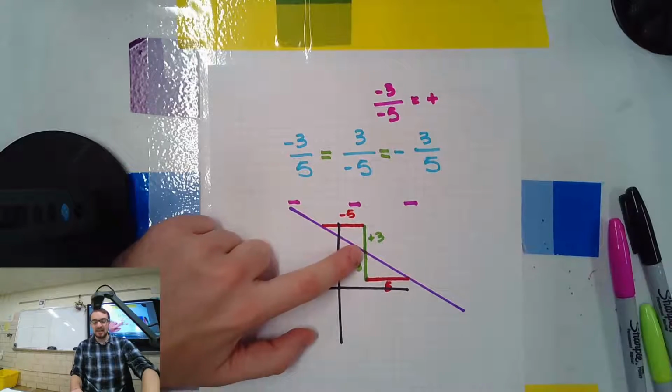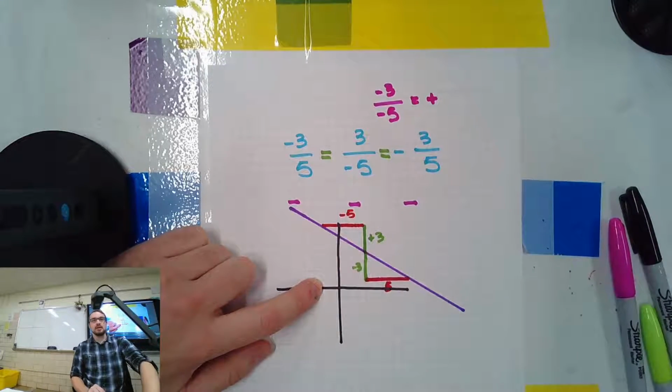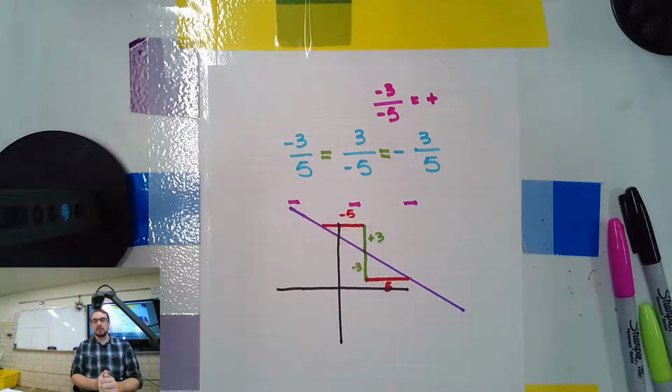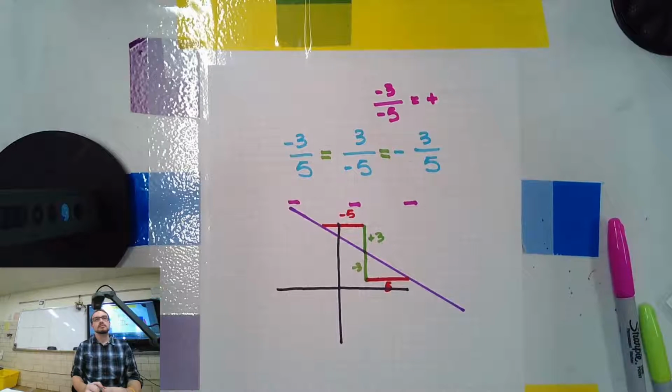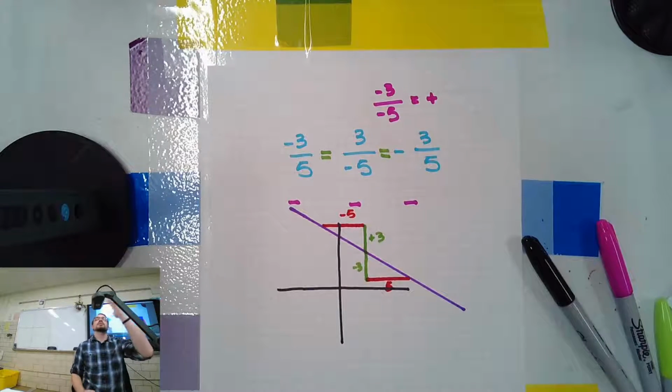If I had gone down 3, like it says here, and then left 5, would I have ended up in the same line? No. Absolutely not. I would not have. Let's make a line that's parallel to this one. How would I do that? And by parallel, I mean perpendicular is what I meant. Perpendicular. Let's make a line that's perpendicular. Just draw one straight through the middle of the line.